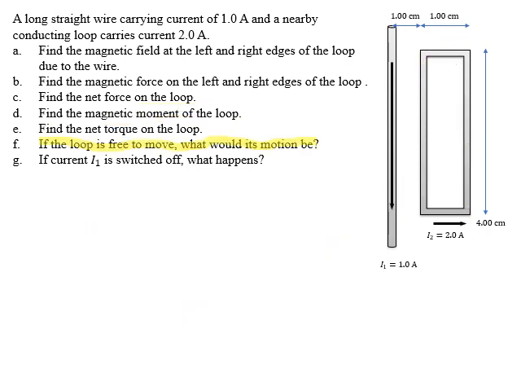Part F asks, if the loop is free to move, what would its motion be? Well, let's stick with what we found in part E first. And part E said that the net torque is equal to 0. So that loop is definitely not going to rotate, not going to spin around. What about the net force? Because forces cause motion as well.